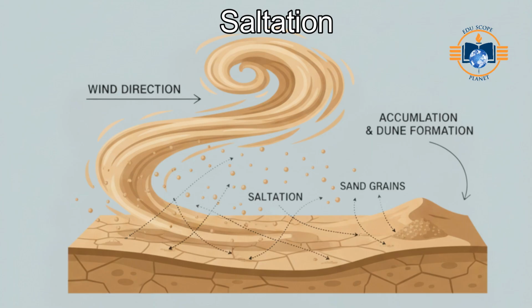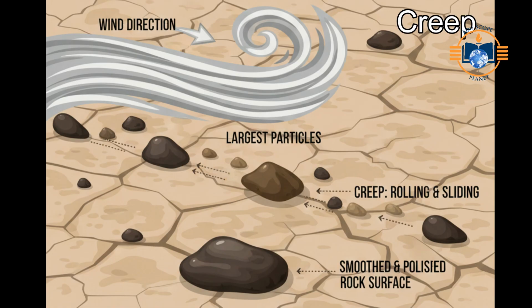Saltation. Medium-sized particles like sand grains are too heavy to stay in the air continuously. Instead, they bounce or hop along the ground, a movement known as saltation. As these grains accumulate, they contribute to the formation of dunes. Creep. The largest and heaviest particles, such as pebbles and small stones, cannot be lifted by the wind. They move slowly along the surface by rolling or sliding, a process called creep. Over time, this movement can smooth and polish rock surfaces.